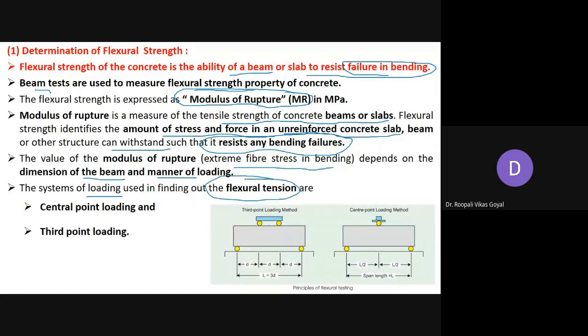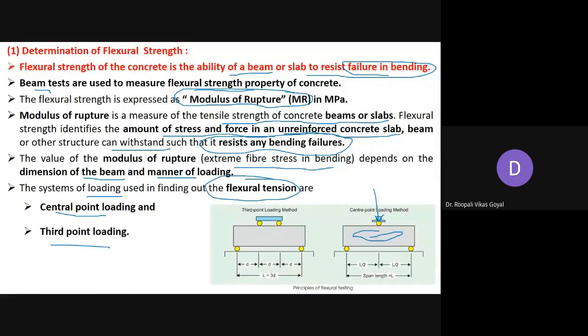Okay. So first loading condition is center point loading and third point loading. So here दो point loading condition है. So first is center point loading. So here you can see this is your beam specimen, and here at center you have to apply your load, which is called as center point loading. Exactly आपका जो भी specimen है उसके center पे आपको load apply करना है.